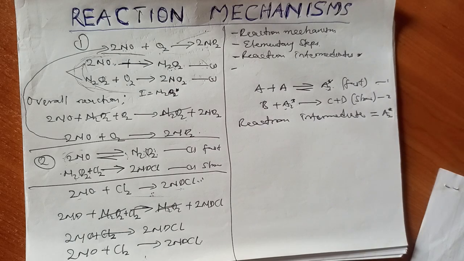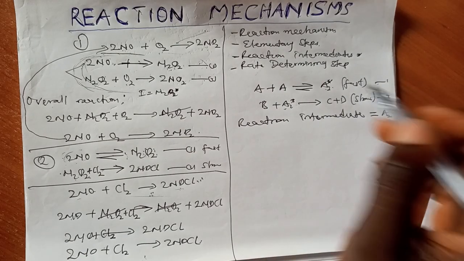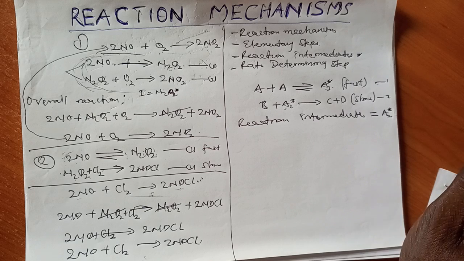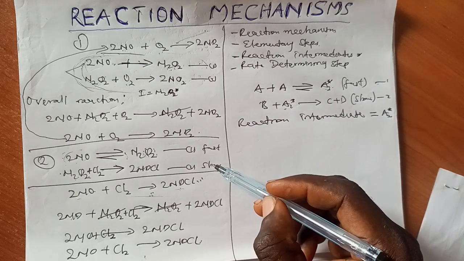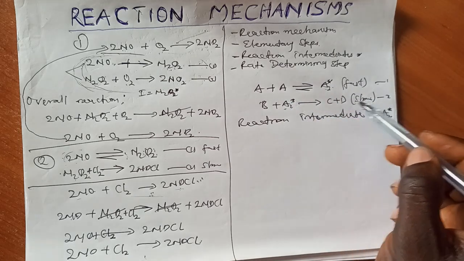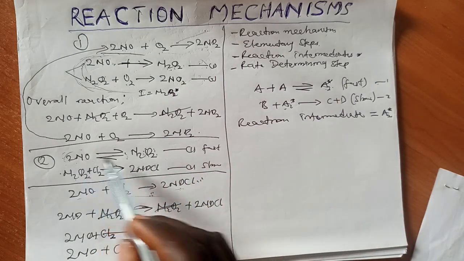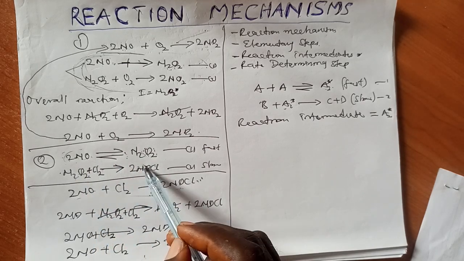The other terminology you must know is how to determine the rate determining step. That is the next one. In a multi-step process, one of the steps is usually slower than the others. The slow step, as you have here, this is the slow step. This is a multi-step reaction, so you have three reactions taking place here. You also have three reactions taking place there: this giving this is one, this giving this is two, then this giving this is three.